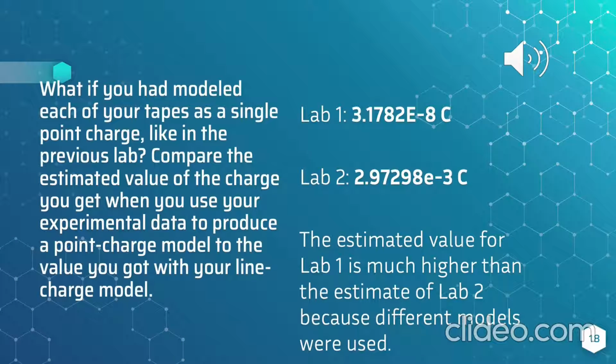When asked to compare the results that I derived from Lab 2 to the results in Lab 1, you can see that the estimated value for Lab 1, 3.17 times 10 to the negative 8 coulombs, is much higher than the estimate of Lab 2, 2.97 times 10 to the negative 3 coulombs. This is because Lab 1 treats the tape as a point charge, while Lab 2 treats the tape as a line charge.